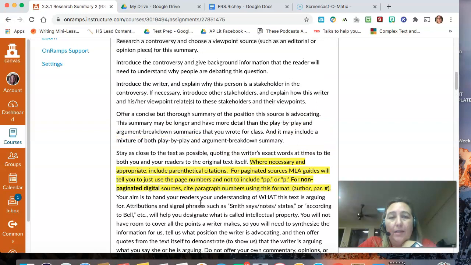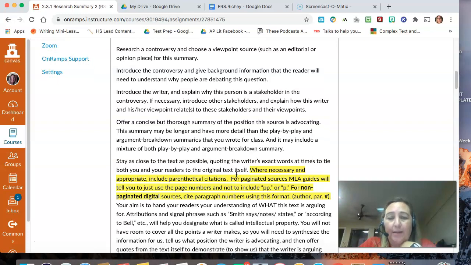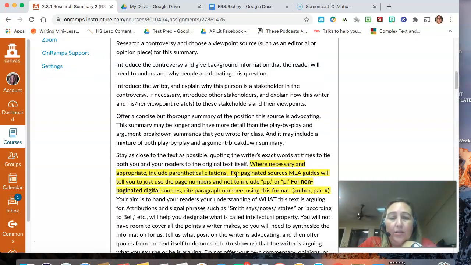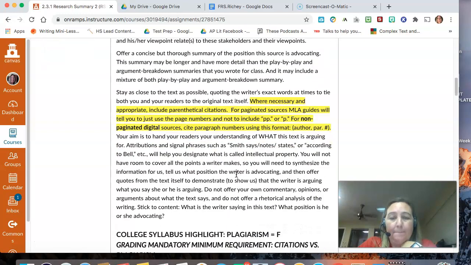If you've read the instructions, you will see that you need to stay as close to the text as possible, quoting the writer's exact words at times to tie both you and your readers to the original text itself. So direct quotations are going to be expected. Also, you can paraphrase, okay?